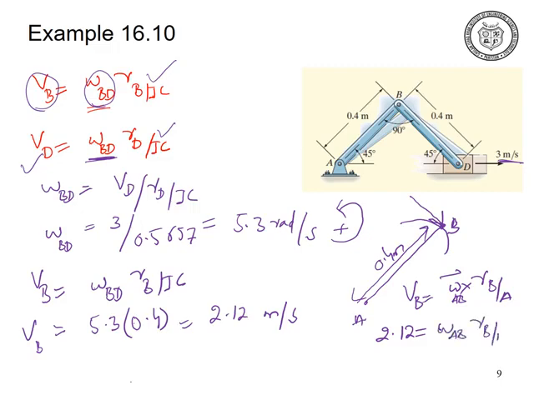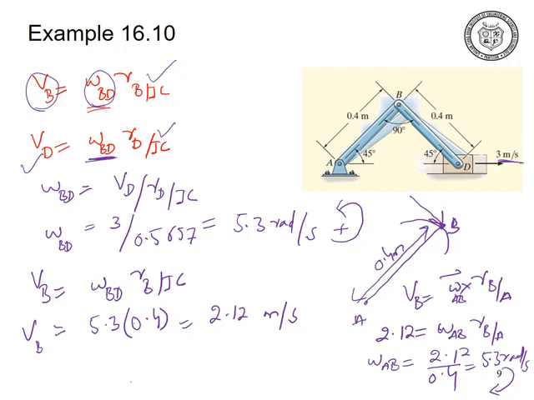This can be written as omega AB times RB with respect to A in the magnitude form. So omega AB equals 2.12 divided by 0.4, which will be equal to 5.3 radian per second, and it acts in the clockwise direction. So the direction can be found out by using the right hand rule. So in this way we can find out the angular velocity for the links AB and BD.